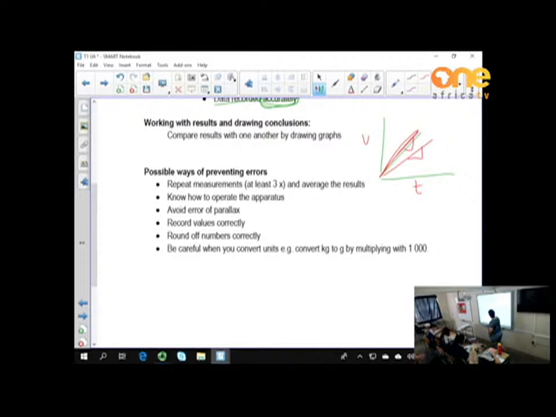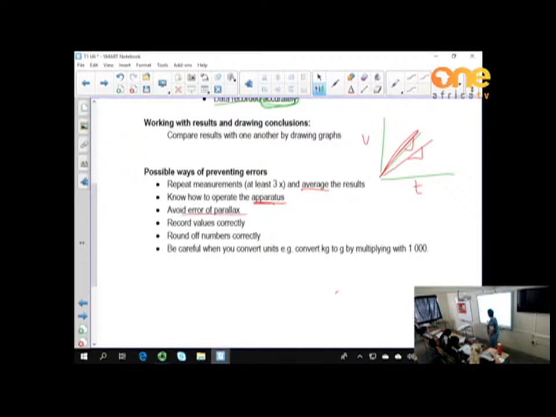Repeat measurements and take the average. Know how to work the apparatus. It doesn't help if you have to work with a burette and you can't take the reading on a burette, or if you have to work with a thermometer and you don't know where to take the reading. For that matter, if you have to work with a measuring tape and you don't know how the reading works on a measuring tape, that is also a problem. Do you understand?